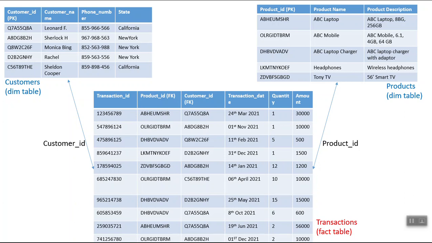Same thing goes with the product ID column, and the primary key of the fact table is transaction ID. So again, it's a key that is just used to uniquely identify that record. On its own, it won't mean anything. If I give you the primary key as transaction ID alone, it doesn't mean anything. It is just used to get that unique record from the table.